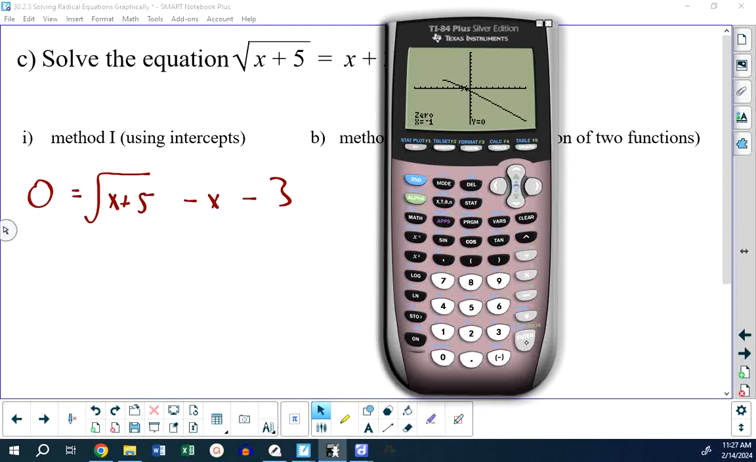Sometimes you are asked to find an extraneous root. You can't do it graphically. You have to do it on paper, and the extraneous root will be the number that doesn't work. So the solution is still negative 1.